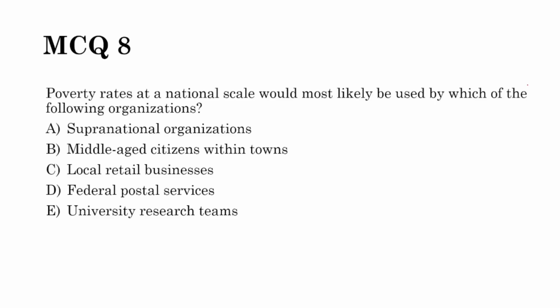B, middle-aged citizens within towns. We're looking at local areas. We're not looking at a national scale, so that's going to rule that out. C, local retail businesses. It gives us local in the answer choice. That's not national. That's local.